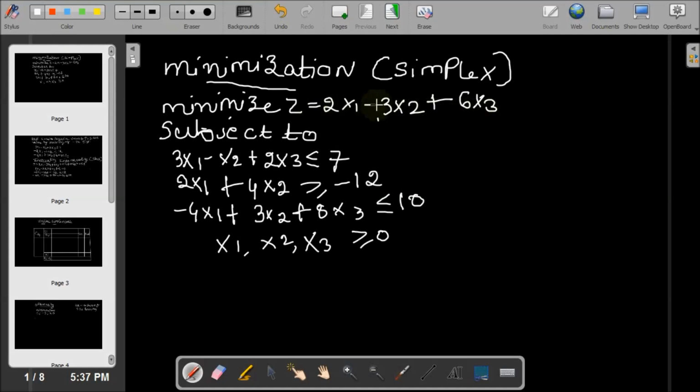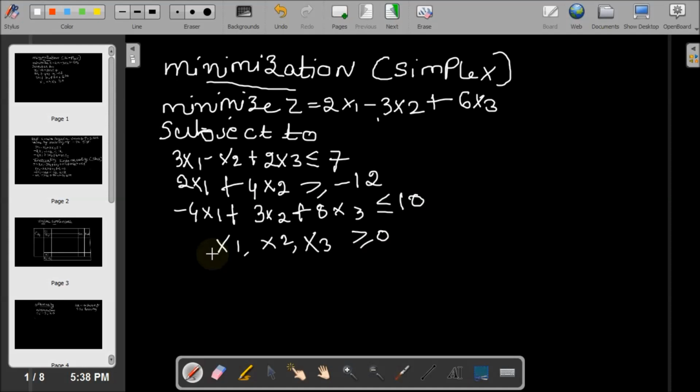This is my objective function. And I have three constraints. My constraints are 3x1 - x2 + 2x3 ≤ 7, 2x1 + 4x2 ≥ -12, -4x1 + 3x2 + 8x3 ≤ 10. Right? So these are my constraints. Sorry for the handwriting. And x1, x2, x3 ≥ 0. So this is my problem and this is the minimization case.